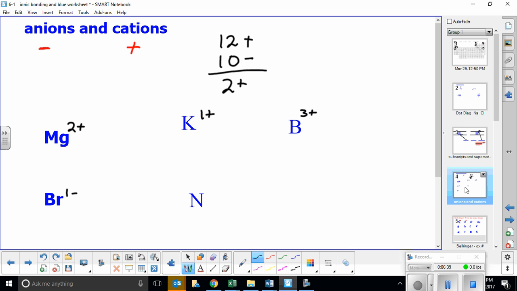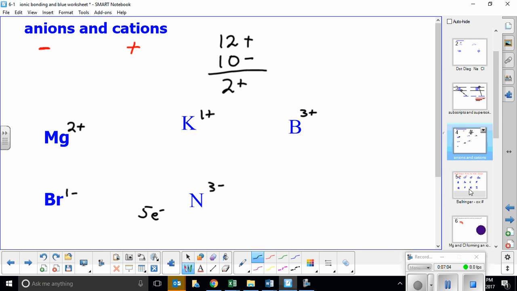Nitrogen is in group 15, which means it has 5 valence electrons. Therefore, to get to 8, it can lose those 5, or it could gain 3. It's easier to gain 3 than it is to lose 5. Therefore, it's going to become charged 3 minus, because it gained 3 negative electrons. So it becomes charged 3 minus.